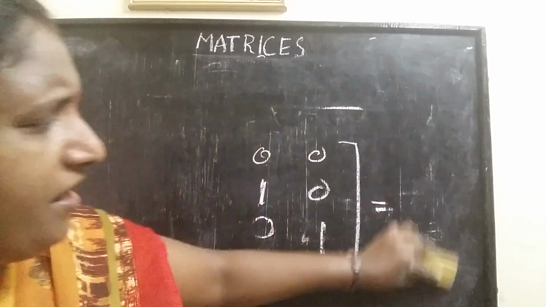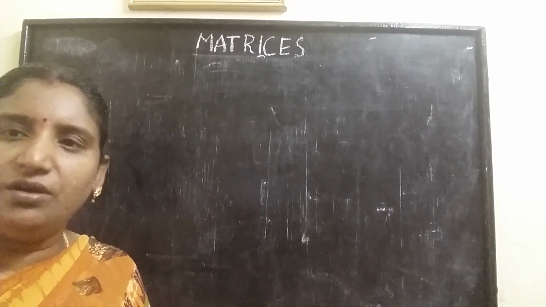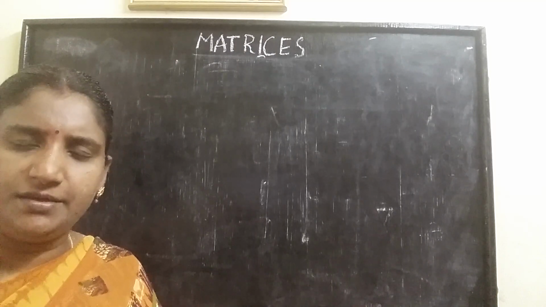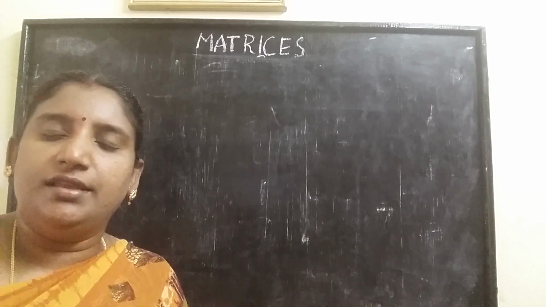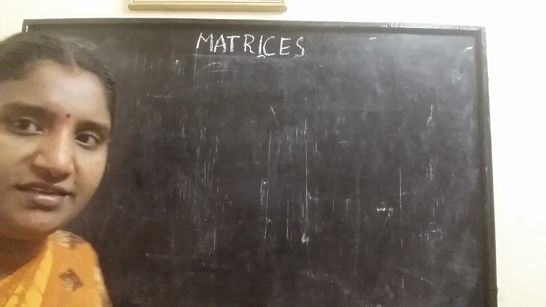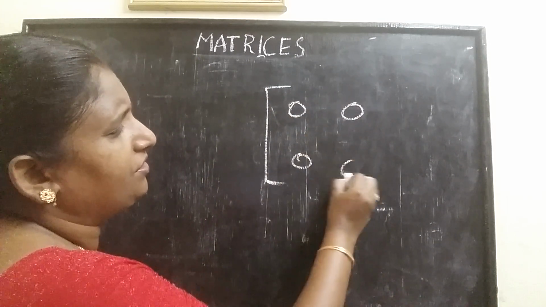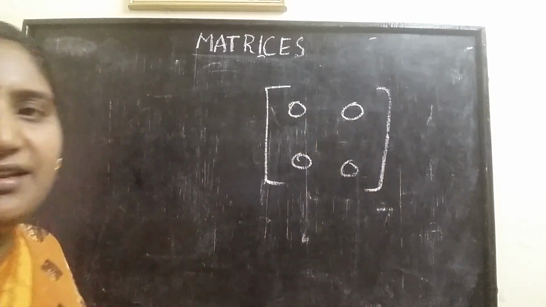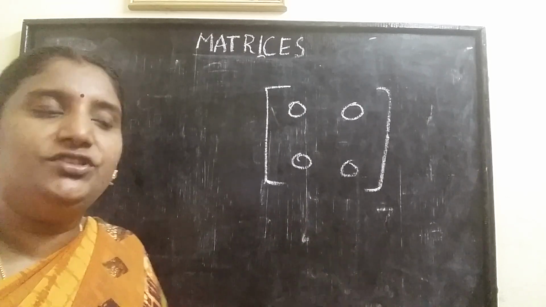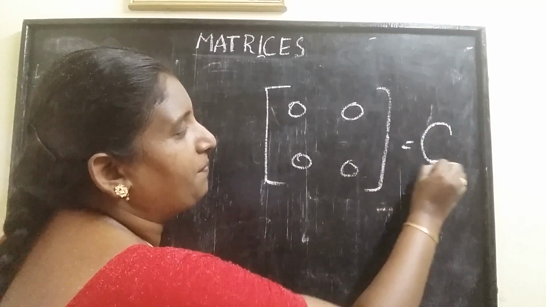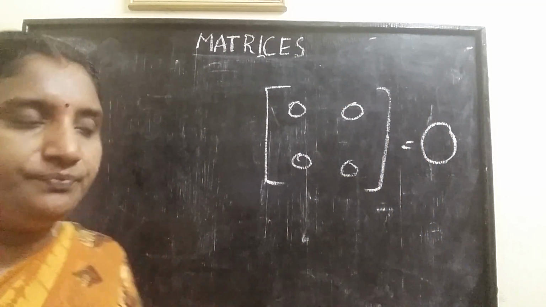After this, a zero matrix is there. One more type of matrix. What is a zero matrix? A matrix that contains all entries as zero is called a zero matrix. See, all entries are zeros: 0, 0, 0, 0. It is a zero matrix. In this, all elements or entries are equal to 0. Zero matrix is denoted by O.